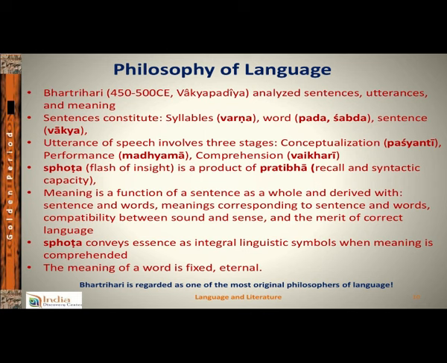He defined the constituents of a sentence, and how the occurrence of speech involves three stages. This is an experiment he was doing: before you make an utterance, what are the three stages you go through mentally? So this is what he philosophized at that time. And if you look at today, I think maybe there are 10, 12 neurological states from thought to utterance.